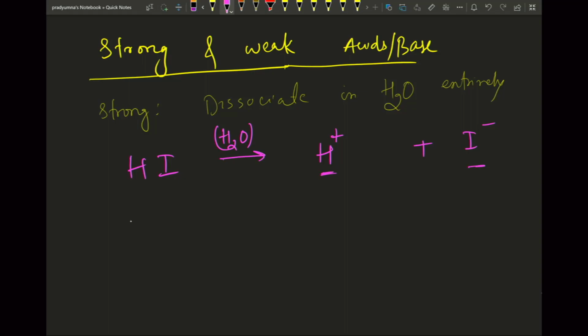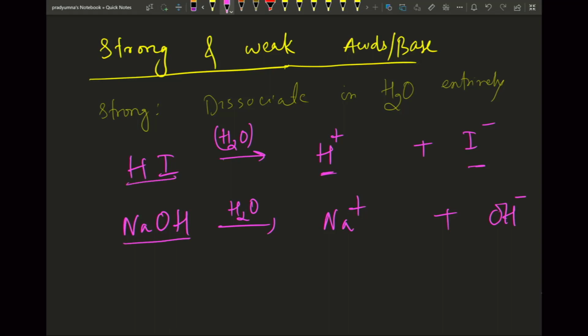Similarly, if you have sodium hydroxide and put it in water, you're going to get sodium plus and OH minus ions. So these are the strong acids and strong bases. HI is a strong acid and sodium hydroxide is a strong base. When you put them in water, they dissociate entirely. Think of it this way: if I put 100 molecules of sodium hydroxide here, immediately you're going to get 100 sodium plus and 100 OH minus.